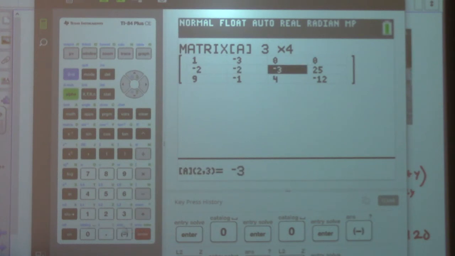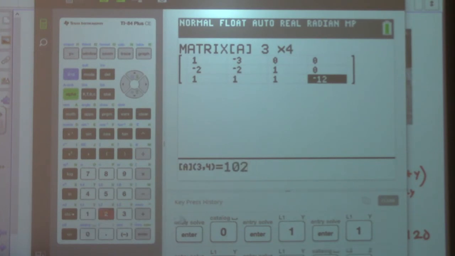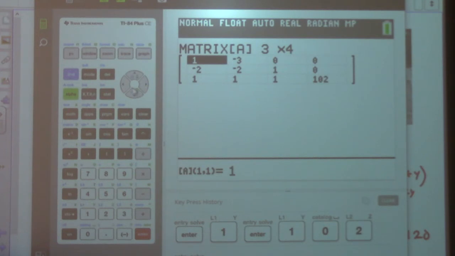-2, 1, 0. And our last row is 1, 1, 1, 120. 102. You got 102. Did I? Okay, let me go ahead and fix that again. Yeah, it was. Thank you for that. Let me see if I can shortcut here. 120. There we go. That looks better, right?